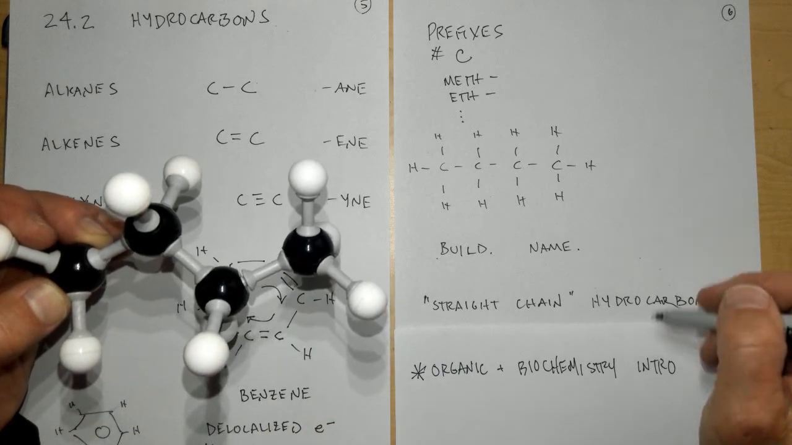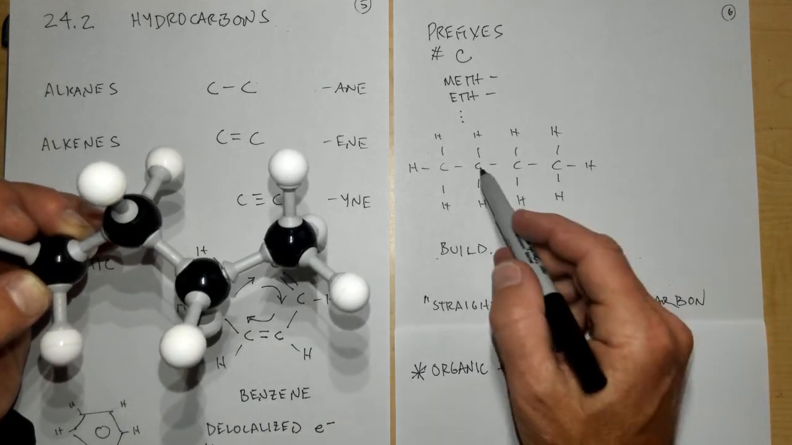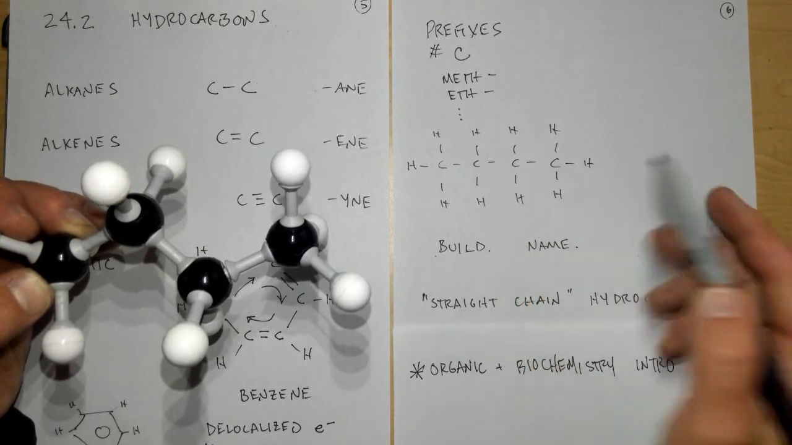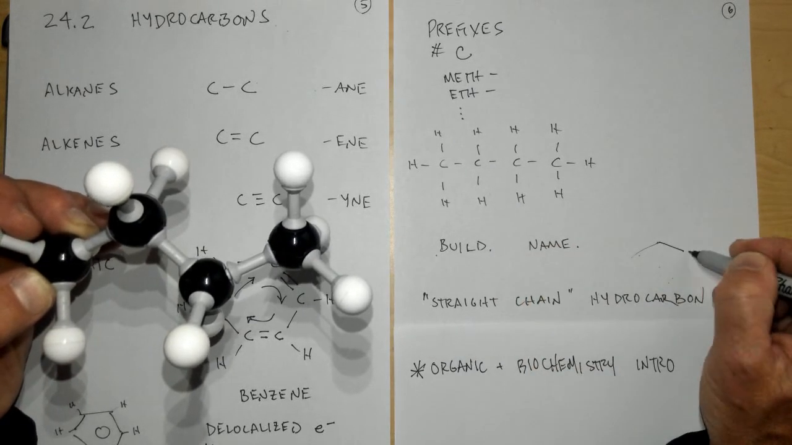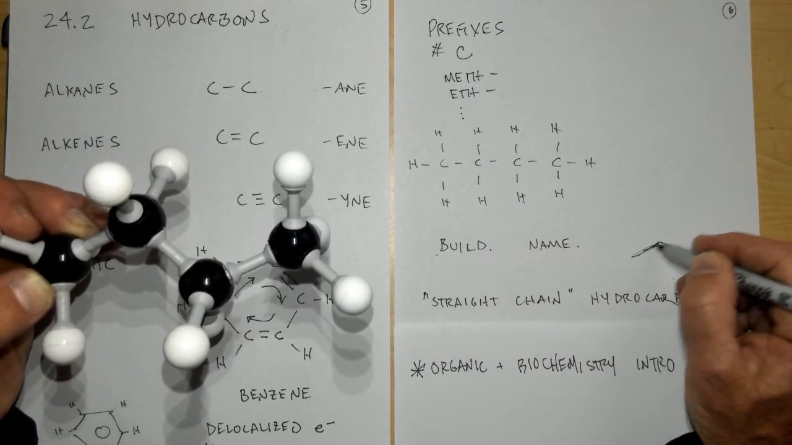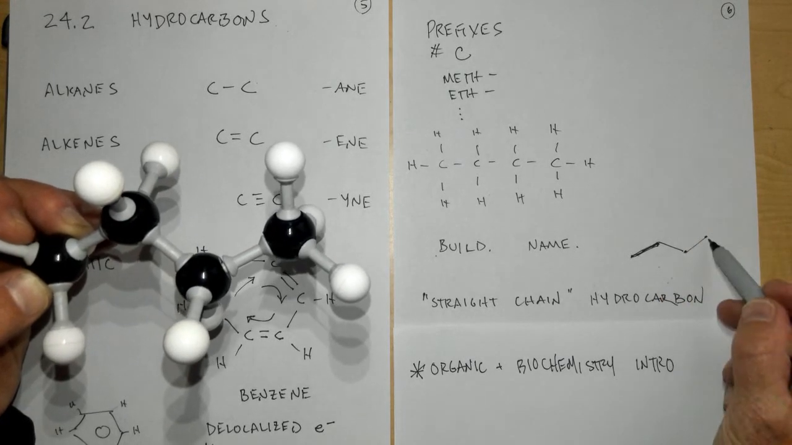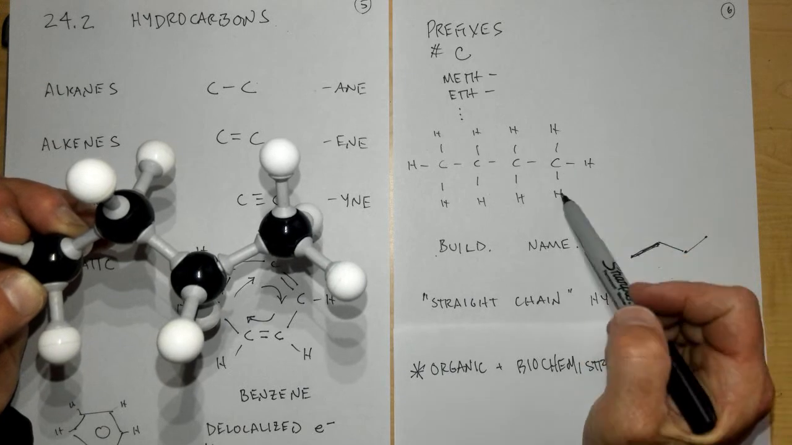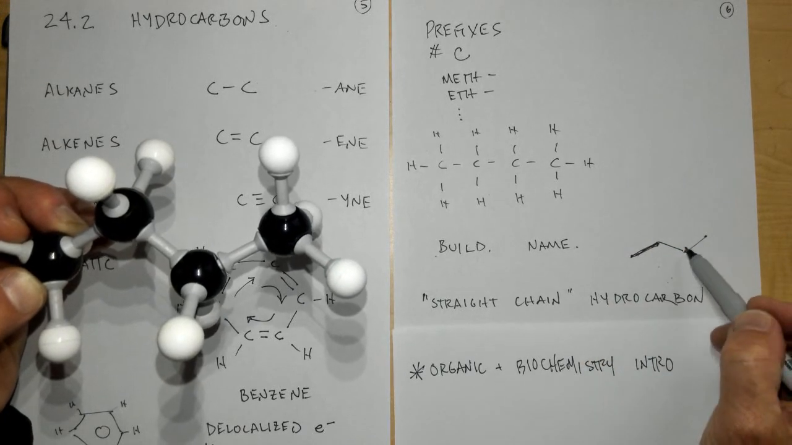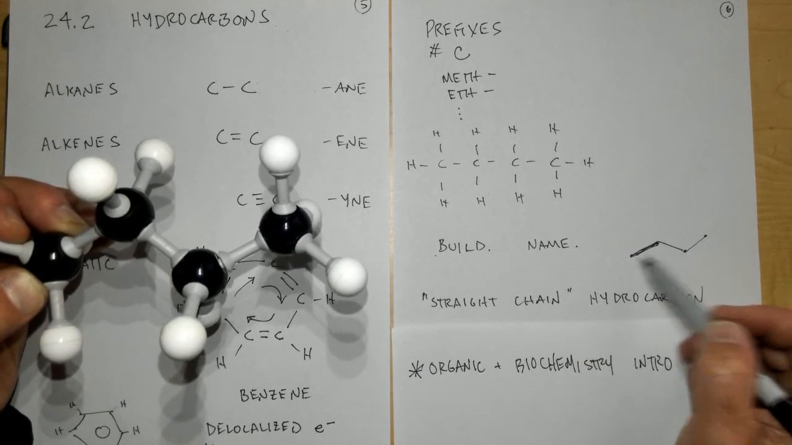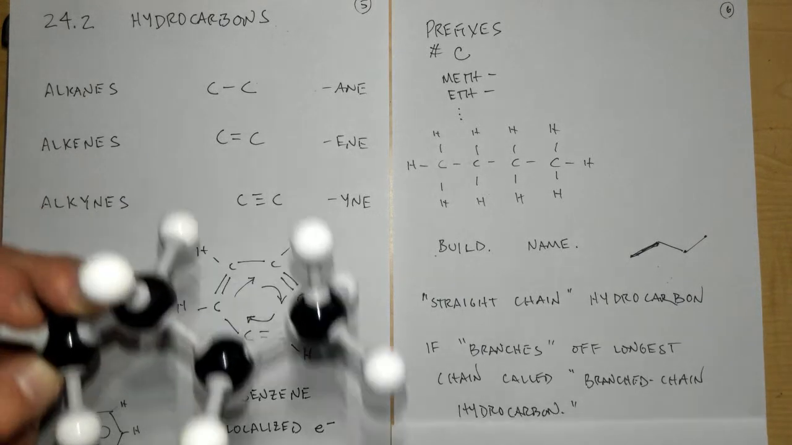And sometimes we'll draw the straight chain hydrocarbons in a shortcut way, where we have 1, 2, 3, 4 carbons, just as lines. And at the end of each line, 1, 2, 3, 4, we know that there's a carbon that's saturated with hydrogens. There'd be 3 hydrogens off of this one, 2 off of here, 2 off of here, and then 3 off of here.